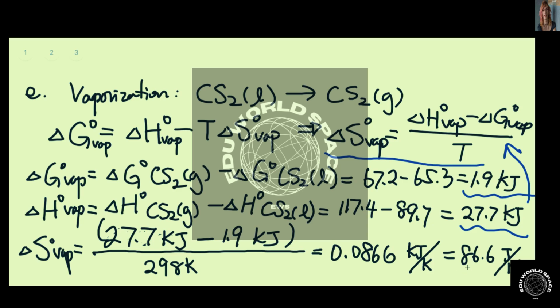So we see that this is a positive number. So delta S of vaporization is positive. This is because the gas phase will occupy a greater volume compared to the liquid. So the molecules in the gas phase will have more freedom of motion and a larger absolute entropy than the liquid.